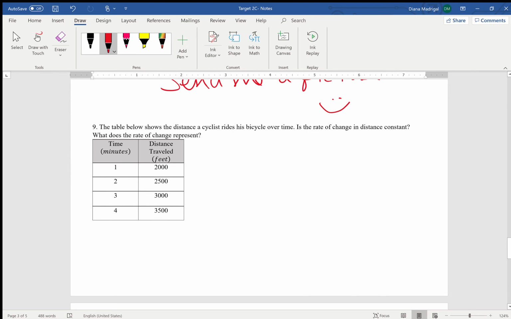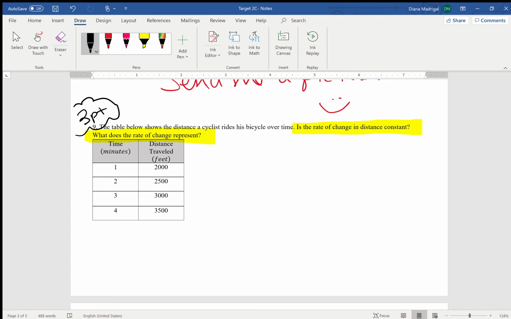It says the table below shows the distance a cyclist rides his bicycle over time. Is the rate of change distance constant? First question. What does the rate of change represent? Second question. And guess what? This question is also worth 3 points on your test. And I'm going to show you how to get 3 points.